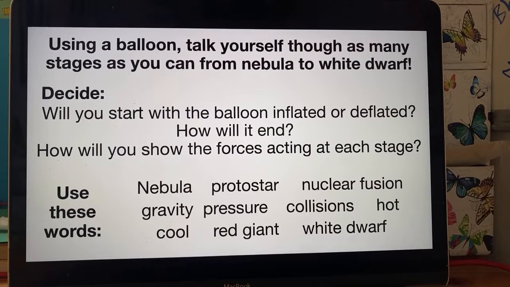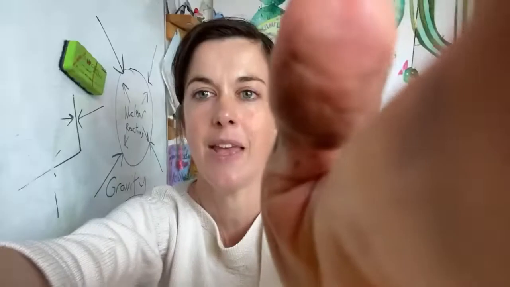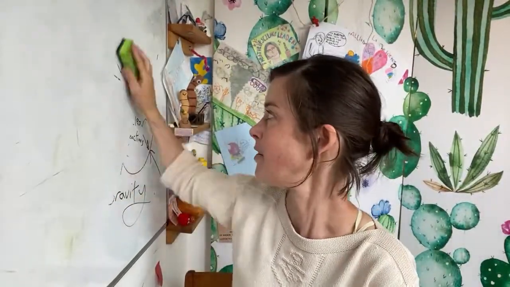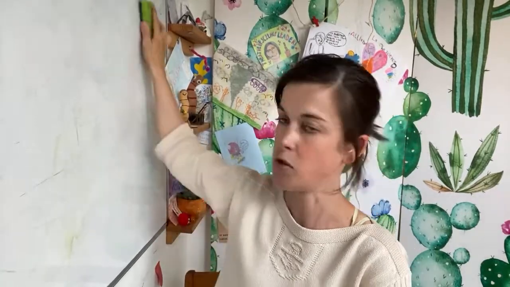If you've got a balloon with you, if you haven't, just get an imaginary balloon out of your pocket and pretend. But if you've got a balloon with you, can you talk yourself through as many stages as you can from nebula to white dwarf? So I've tried to give you some clues. I want you to imagine that you're giving a lecture, thinking about the very beginning, that cloud of gas and dust in space called a nebula, all the way through to a white dwarf.